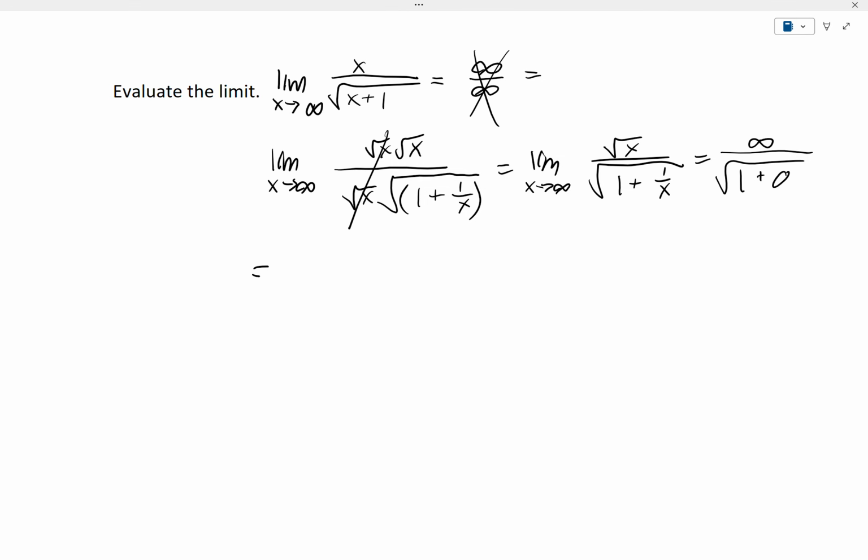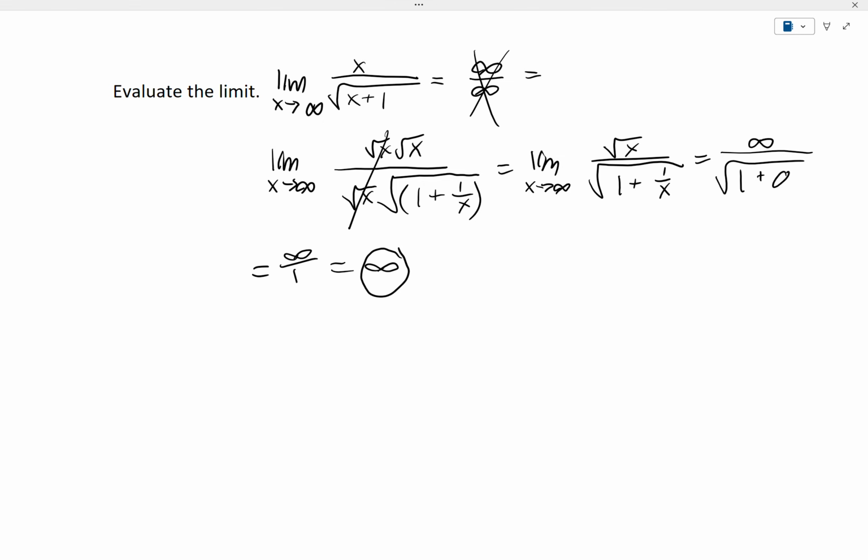Simplify this. The denominator is 1 plus 0, that's 1, and the root of 1 is 1. Infinity over 1 is infinity. So you actually do end up with infinity as this limit.